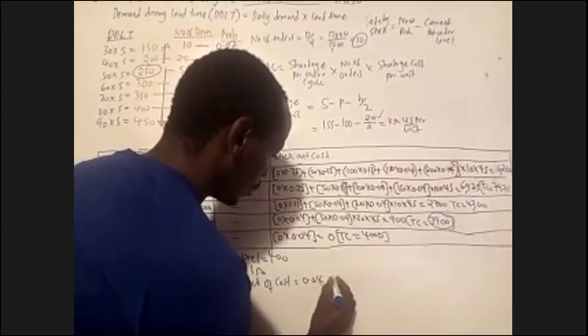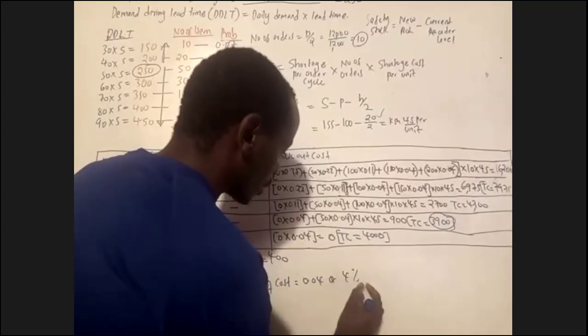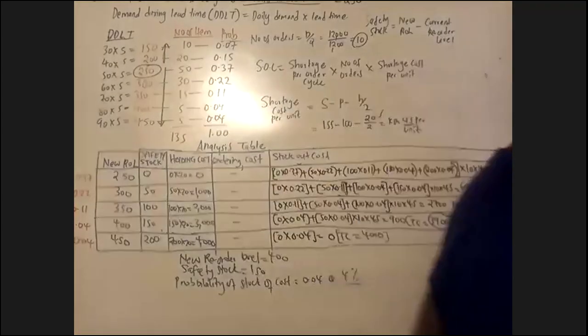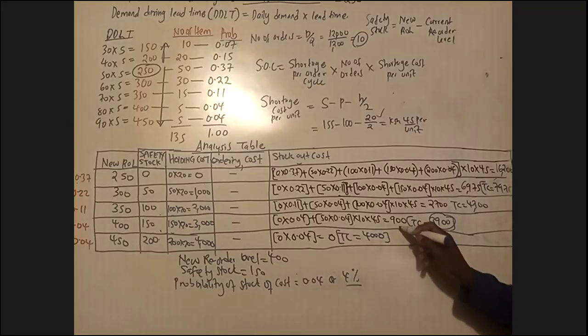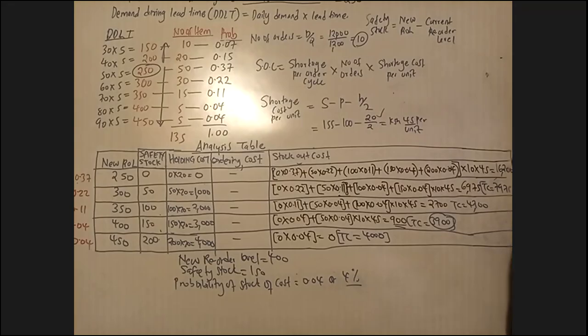Let's go to the question, walikuwa wanauliza nini? So the question ilikuwa inauliza advice required annual stock out cost. Annual stock out cost ndio hii, 900. So 900 is our annual stock out cost.